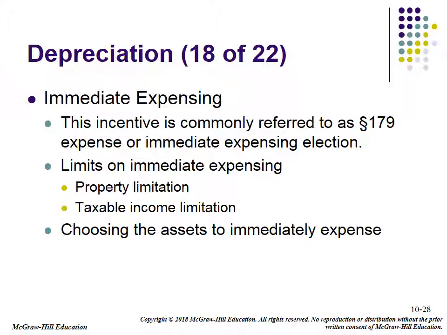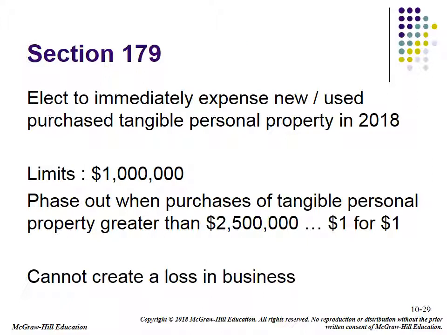So let's look at this in more detail, because the slides here are pre-made by the publisher, of course, and one or two of them I threw in here, but I want to look at some examples. So we get to immediately expense new and used purchased tangible personal property and some qualifying real estate. The limit, we could expense up to $1 million that we purchase in a year. However, we may not be able to expense it all, so we wouldn't be able to claim Section 179 if it creates a loss in the business.